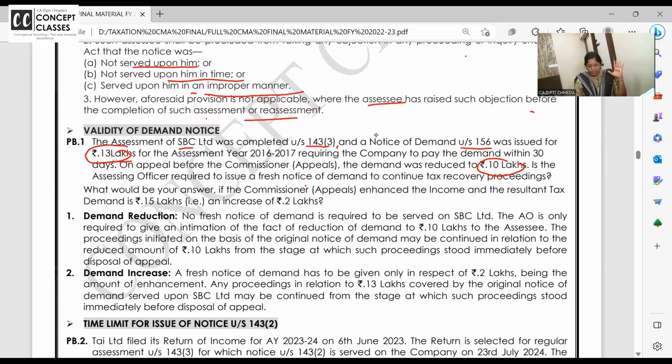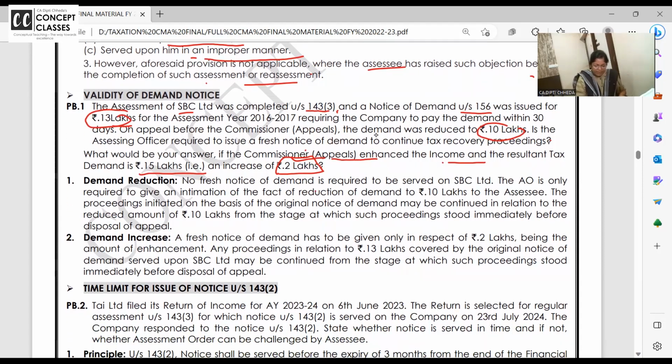Is it clear to all of you? Suppose the Commissioner Appeals enhance the income, और income बढ़ा दिया आपका. They had given you the notice for 13 lakhs, you went to Commissioner, and said no, you have not even paid tax on this, and you should now pay the tax of 15 lakhs. So for the plus 2 lakhs, do they need to issue a further notice? Answer is yes. This is the answer. ये आपका आंसर है, बढ़ो इसमें. No fresh notice of demand is served.